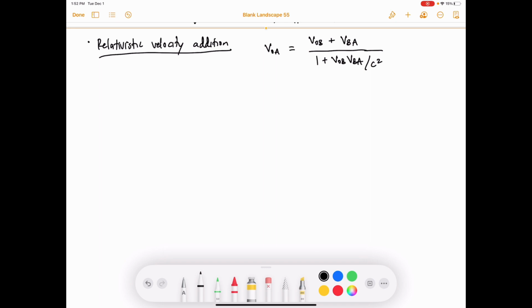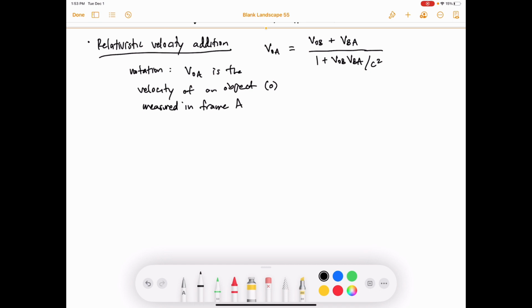Okay, so first of all, what's the notation here? We have two subscripts. For example, if I'm talking about VOA, that would be the velocity of an object, which we label as O, measured in a frame of reference which we call A. So VOA means the velocity of the object relative to frame A. And that's how the notation works with the two subscripts.